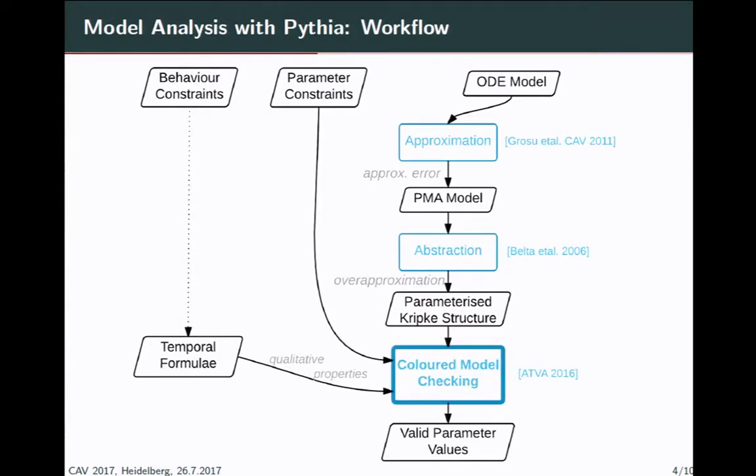Then we take the behavior constraints represented by temporal formulae, and we take the parameter constraints. And we put all together, and we exploit model checking, the method called color model checking we have published in ATVA last year, that exploits the exhaustive power of model checking to synthesize the parameters that satisfy the given constraints.